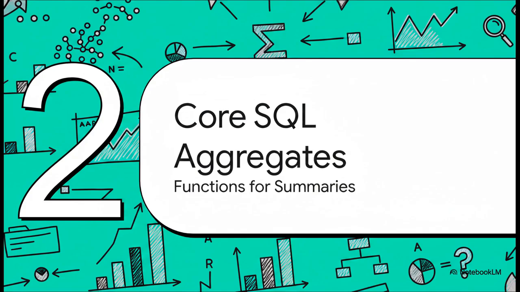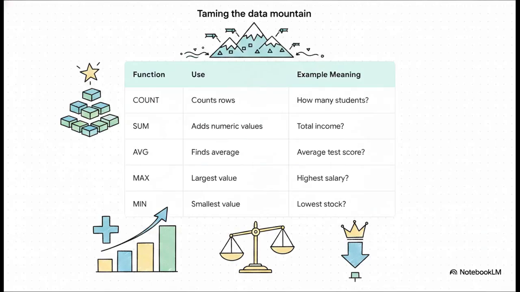Moving right along to Section 2, Core SQL Aggregate Functions. You've essentially got 5 main tools to tame this data mountain. First up is count. This one literally just counts the rows, which is perfect for asking things like, how many students are enrolled? Next is sum, and that adds numeric values together. Think, what's our total income this month? Then we have AVG for finding the average test score, max for grabbing the highest salary, and min to spot the lowest stock level so you know exactly when it's time to reorder.